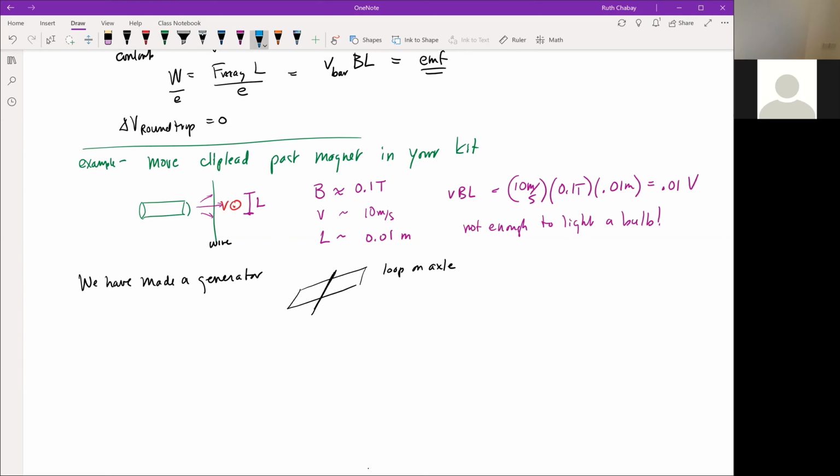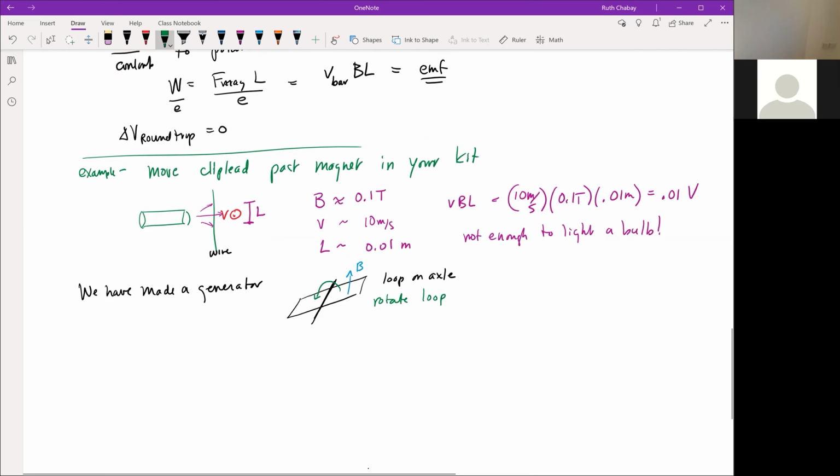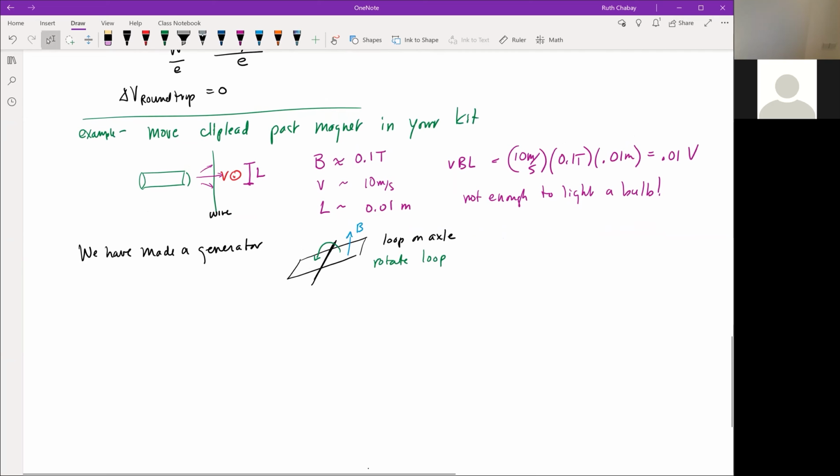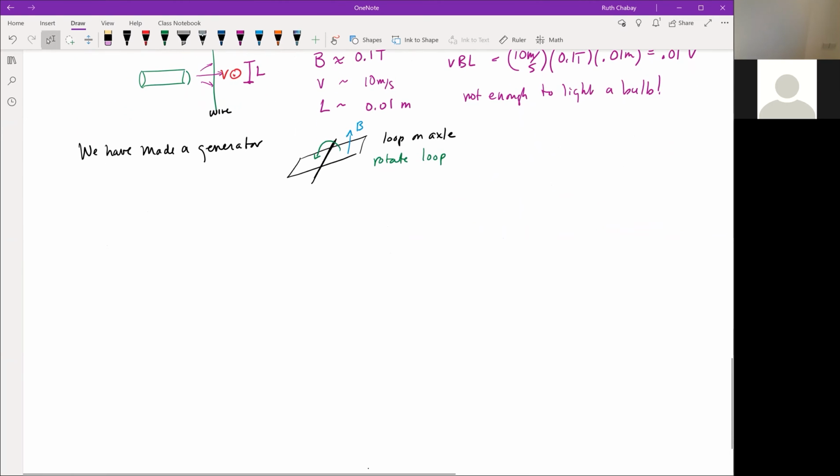in a magnetic field, and we just rotate the loop. So instead of having to keep running to slide a bar on rails, we could actually stand in one place and turn a crank to make a loop rotate through a magnetic field, and we'd get EMF. And if we wanted to make it bigger, we could add more turns of wire, so we could make a generator that way.